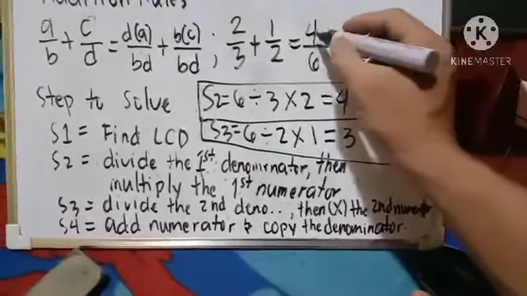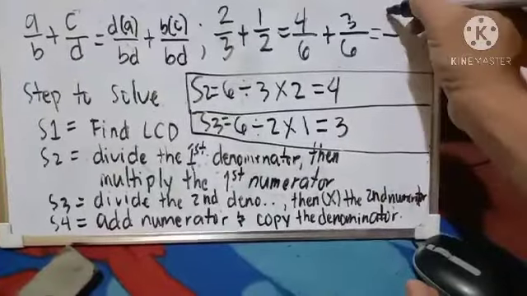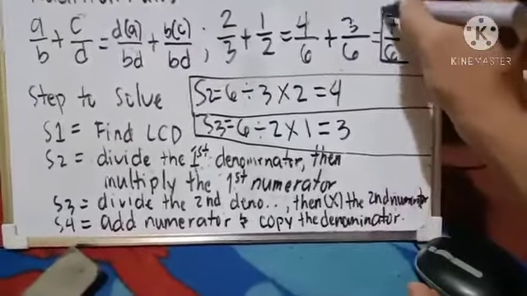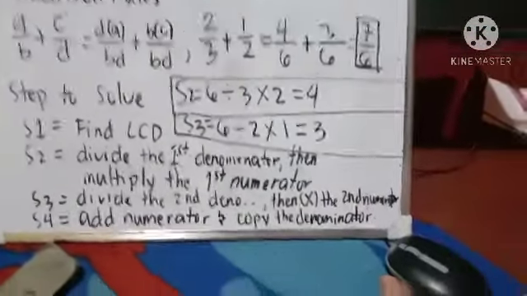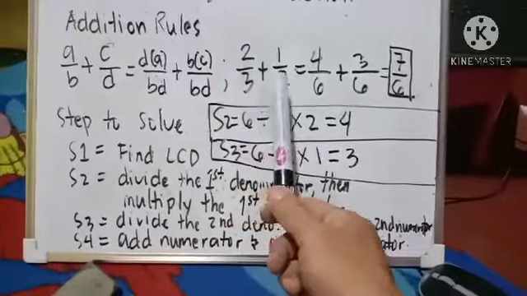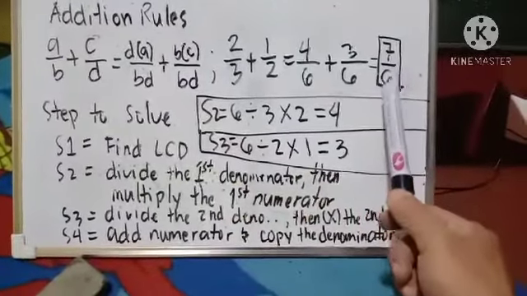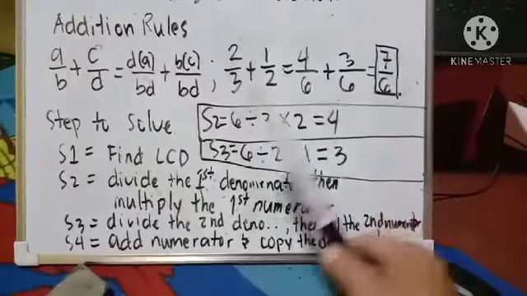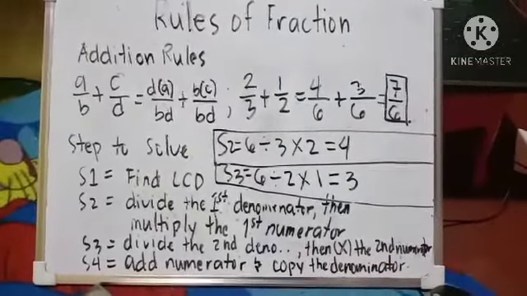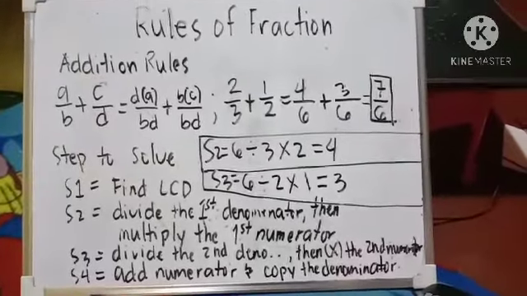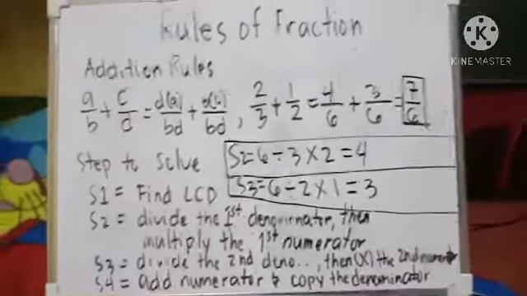Then step 4, sabi dyan, add numerator and copy the denominator. I-add lang natin yung numerator. 4 plus 3 become 7, then copy lang natin yung denominator. That is your answer. Pagbasahin natin yan, 2/3 plus 1/2 equals 7/6 or 7 over 6. Okay, children, that is just to follow the steps to solve easily the addition of fractions.